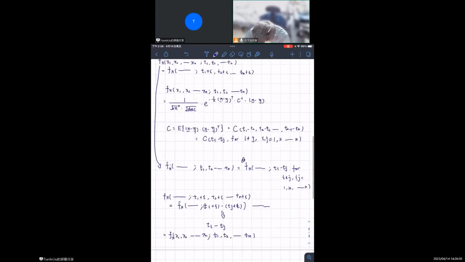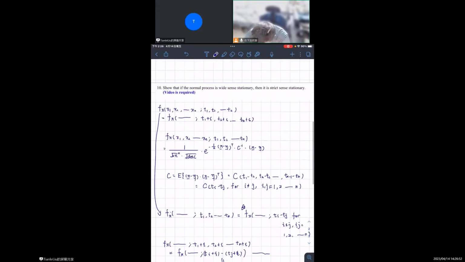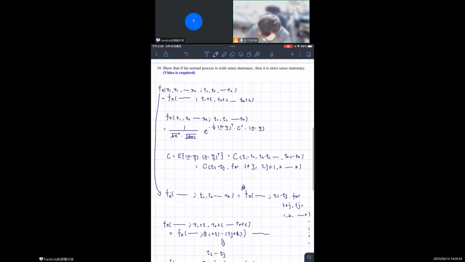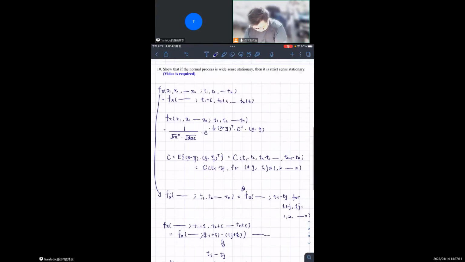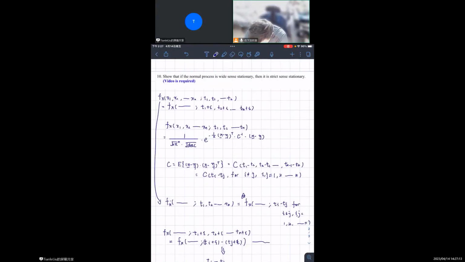We have proved that f of x1, x2 to xn at t1, t2 to tn equals f of x1, x2 to xn at t1 plus epsilon, t2 plus epsilon to tn plus epsilon. Thus, we can say that it's a normal process and wide-sense stationary. We can prove it as strict-sense stationary.